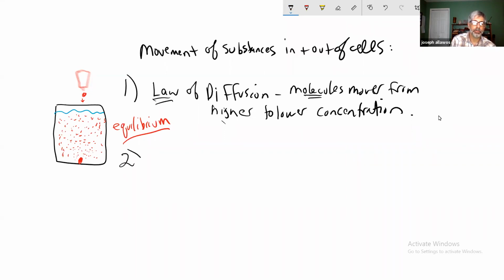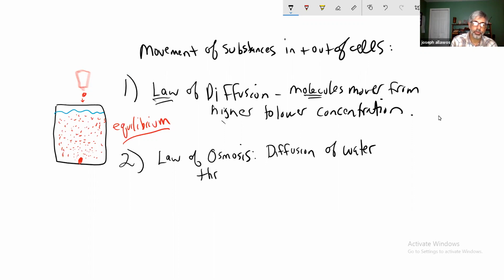The next law that we want to talk about is the law of osmosis. And the law of osmosis is a kind of diffusion. Osmosis is a kind of diffusion. The law of osmosis specifies what's doing the diffusing. It is specifically the diffusion of water. And we're going to add to that, we're going to say through a semi-permeable membrane.